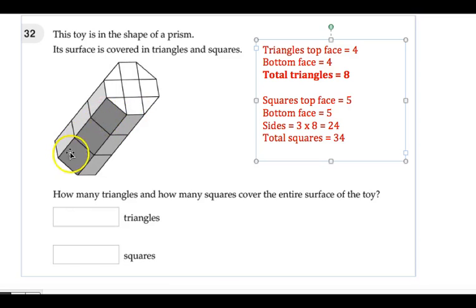Now on the sides we've got 3 down each side here. 3 there, 3 there. Let's just see how many sides there are. I'll start from the top, and I've got 1, 2, 3, 4, 5, 6, 7, 8.